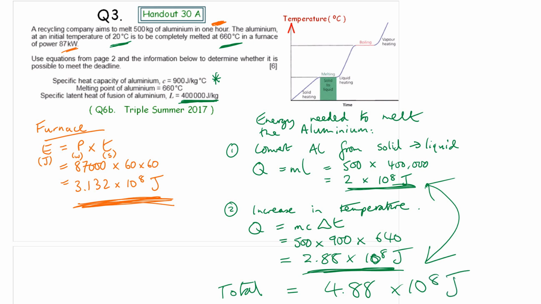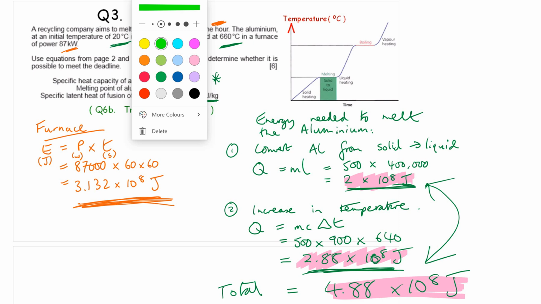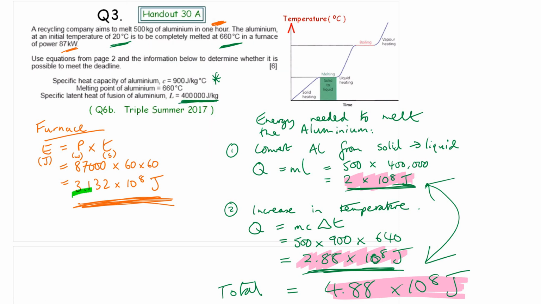So in order to melt 500 kilograms of aluminium and raise its temperature through 640 degrees C, you need this amount of energy. However, the amount of energy that the furnace generates in that 1 hour is less. So your answer is no. No, it's not possible to meet that deadline. You'd have to increase the power output of the furnace, or the furnace would have to be on for longer.